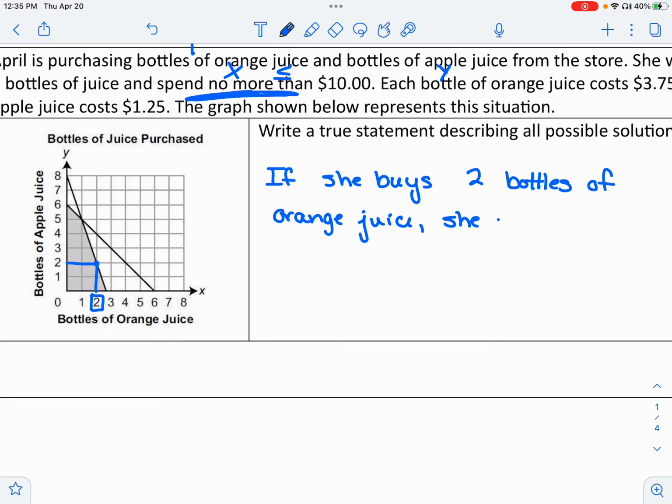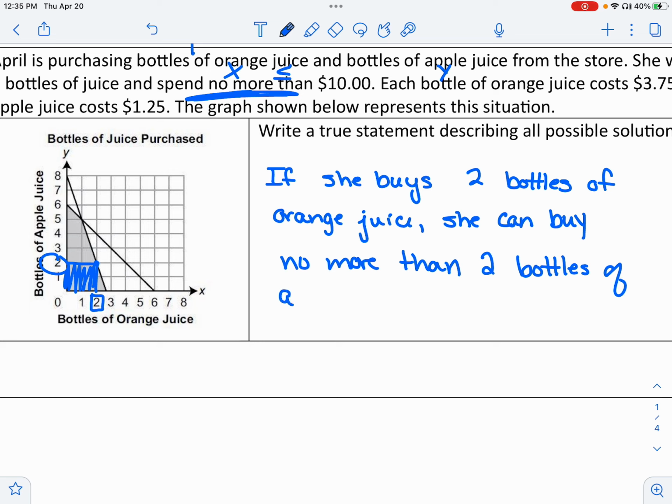she can buy, oops, let me spell the word buy right. Now, since it's shaded underneath, I'm going to write no more than, and then the intersection there was at 2 bottles of apple juice.